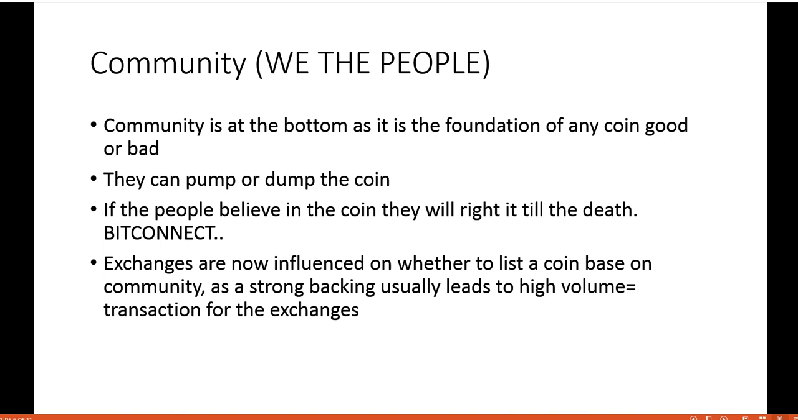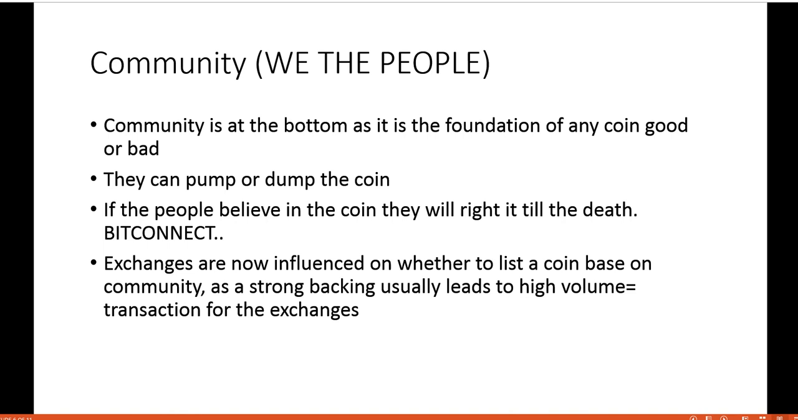So the last part of this is the community, we the people, right? The community is at the bottom, I think, and it's the foundation of any good or bad coin. There's people out there that just believe in pump and dump the coin. So if that's the way they feel about that coin, that's what's going to happen to that coin. And if people believe in that coin, right? If deep down in themselves they say, hey, this coin's going to be the next whatever, like Substratum. I believe Substratum, if they can execute their plan, would be huge, right?